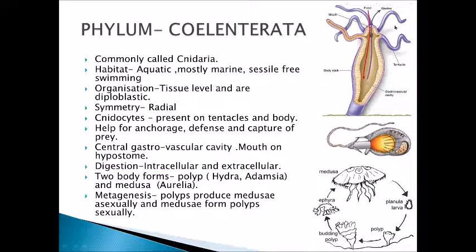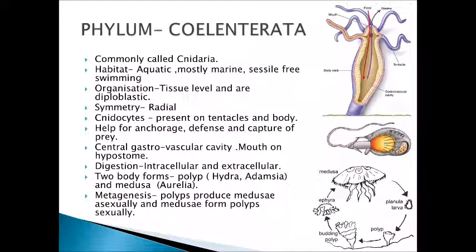Here is the mouth. So this is one of the forms. In this, these cnidocytes are present in the tentacles. These cnidocytes have a string-like structure here. This is the diagram of a cnidocyte. These cnidocytes help in anchorage, defense, and capture of prey. So there are different functions for which these special cells are helpful.